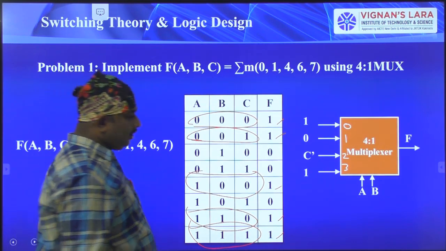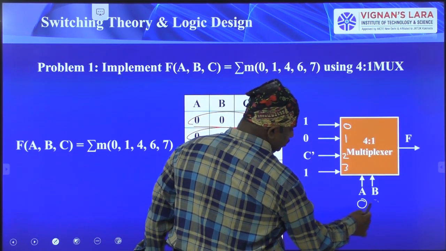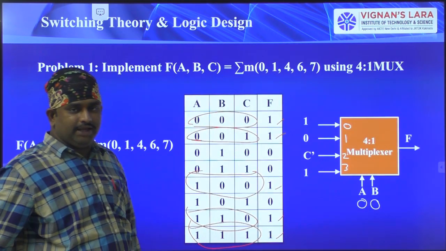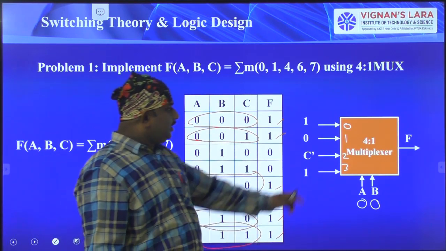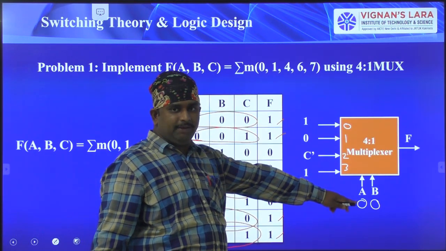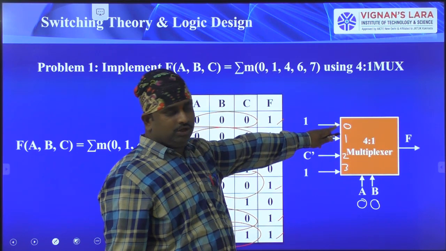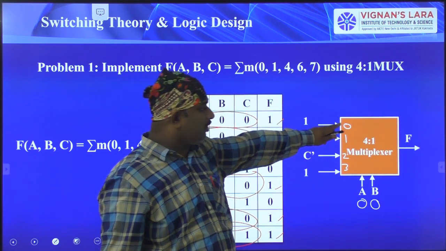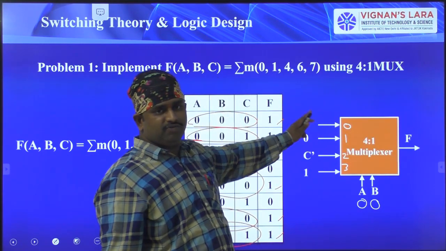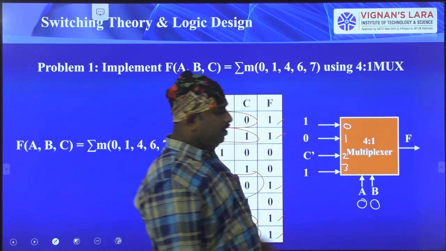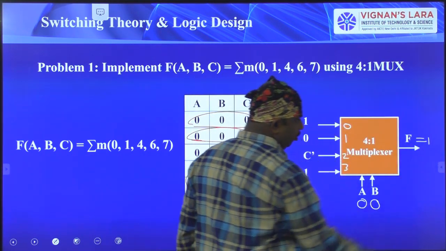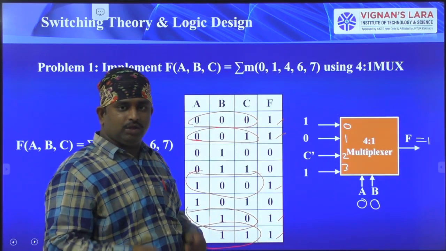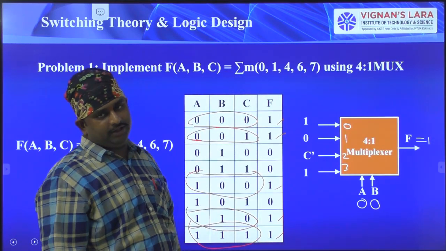For the next combination, 0, 0, 1. Here I have kept the values of A is equal to 0, B is equal to 0. Whenever I select AB is equal to 0, the first 0th line, the first input of the multiplexer goes to the output. The first input of the multiplexer is equal to 1. Now output is equal to 1. So the same condition is repeated.